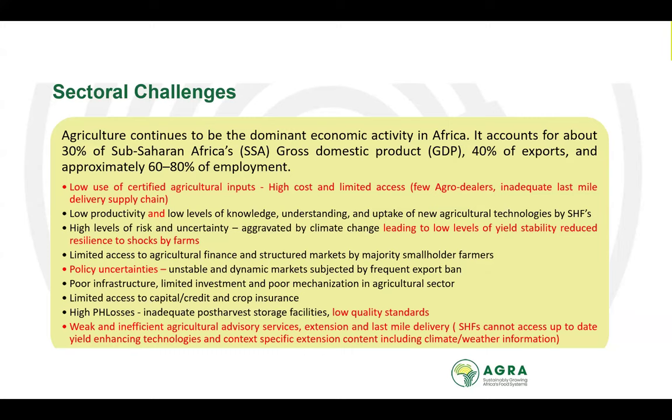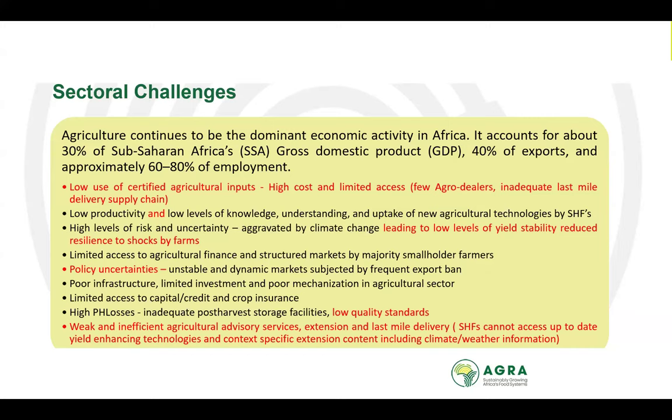Similarly, we see the sector is highly affected by climate change, and it has posed a number of issues. Particularly, we see the emergence of new diseases, armyworms, pests and diseases as some of the risks that are affecting the sector. But as from the question I heard before, the sector is having a number of challenges, especially limited access to finance and crop insurance.